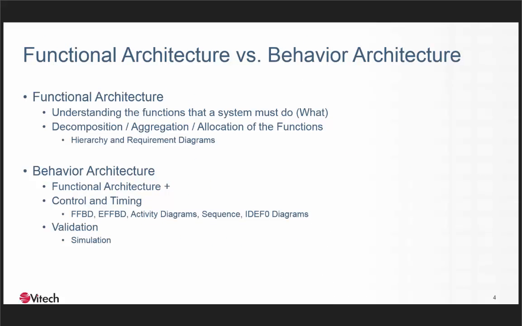So functional architecture, when we think of it, it's normally an understanding of what the system must do. We get that understanding from an enumeration of the functional and performance requirements that the system has to do. And generally, when we talk about a functional architecture, we talk about the decomposition of that architecture, or the aggregation of the architecture from the bottom up, or decomposition from the top down, and we look at how those functions are allocated to the physical components in the architecture.